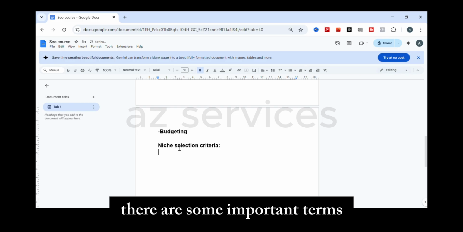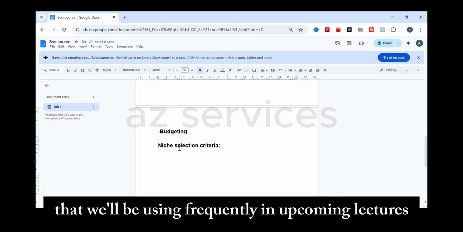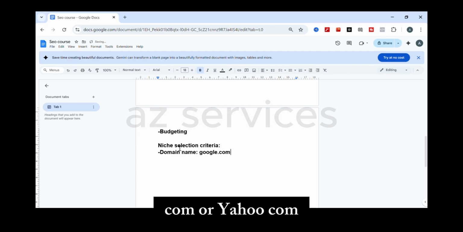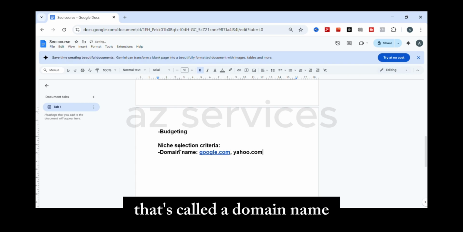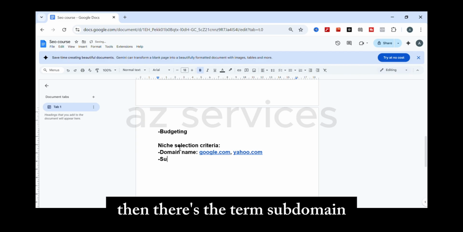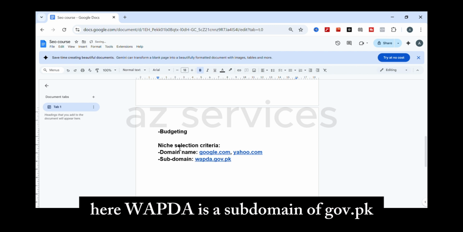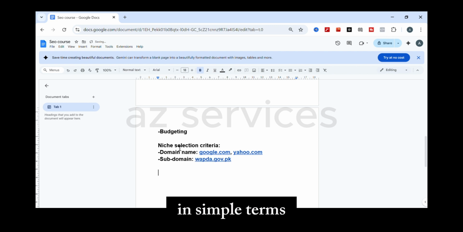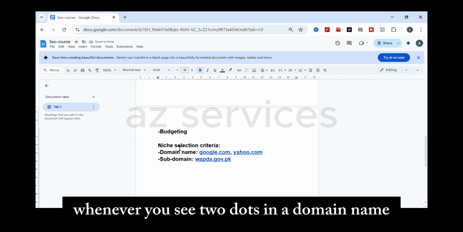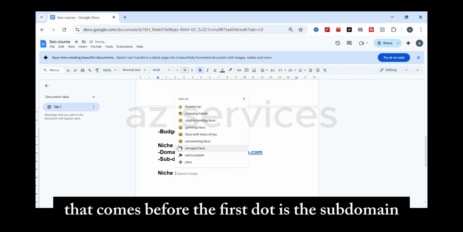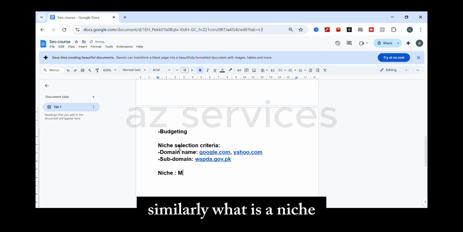There are some important terms that we'll be using frequently in upcoming lectures. One of them is domain or domain name. For example, google.com or yahoo.com, that's called a domain name. Then there's the term subdomain. What's a subdomain? For example, vapda.gov.pk. Here, vapda is a subdomain of gov.pk. In simple terms, whenever you see two dots in a domain name, the part that comes before the first dot is the subdomain.